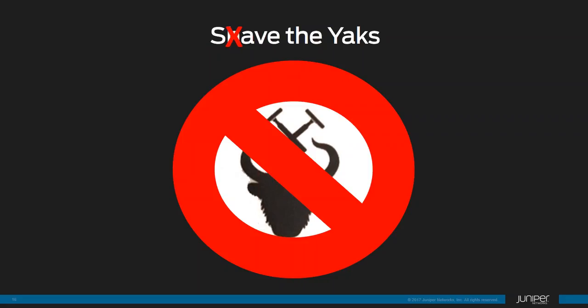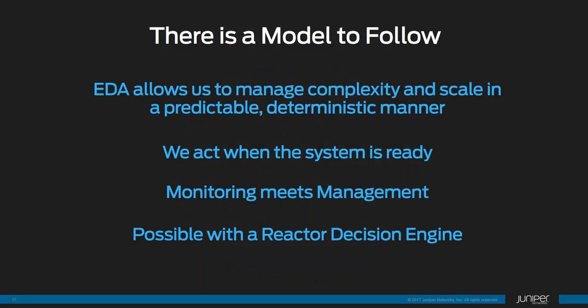So we want to take a lot of the things that go around that and that are not pushing configuration. They're actually generating tickets and other things like that, and getting rid of that in an automated way. So there is a model to follow to stop doing that, and that's event-driven automation. It allows us to manage the complexity, and luckily with SaltStack we can manage the scale as well in a predictable and deterministic manner. We know that these things have to happen, and we know how to do them. We just have to make sure that we put that into the system itself to make sure that it gets done in an automated way.